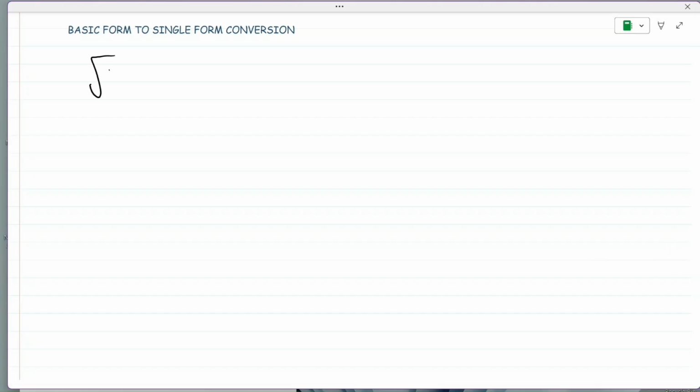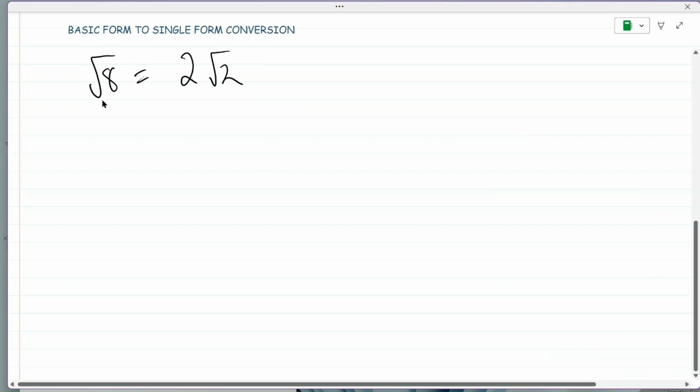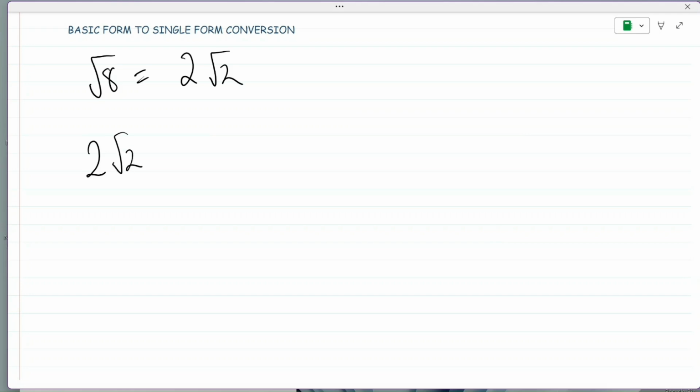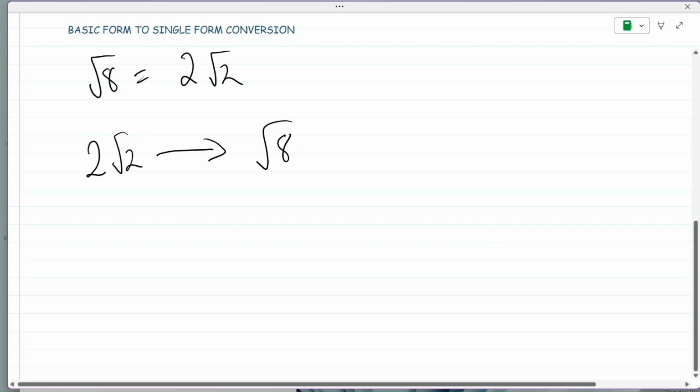We know root 8 equals 2 root 2. We've converted from single form to the basic form. We can also convert from basic form back to single form. So we have 2 root 2. We have to convert it back to root 8. That's its single form. How do we do that?